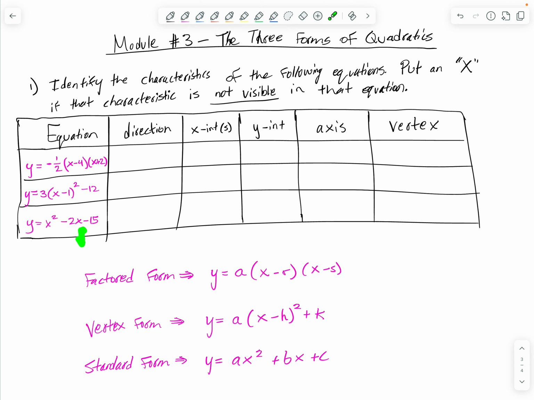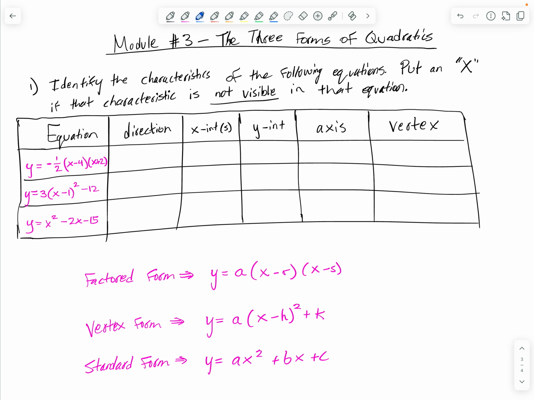Because the y-axis is where x is 0. If I want to see where it cuts the y-axis, I just plug in x equals 0, so these terms disappear and I end up with -15. That's why it's my y-intercept. All right, now back to the question here.